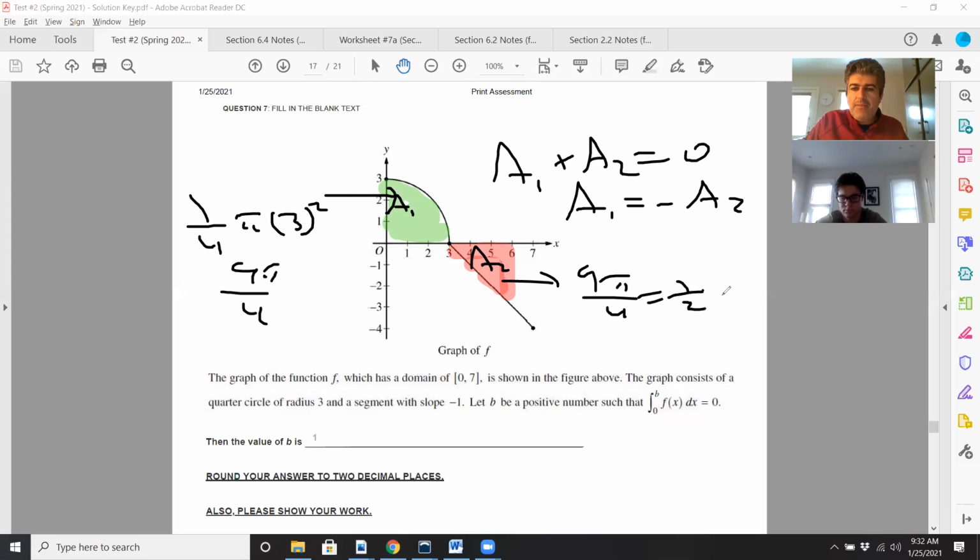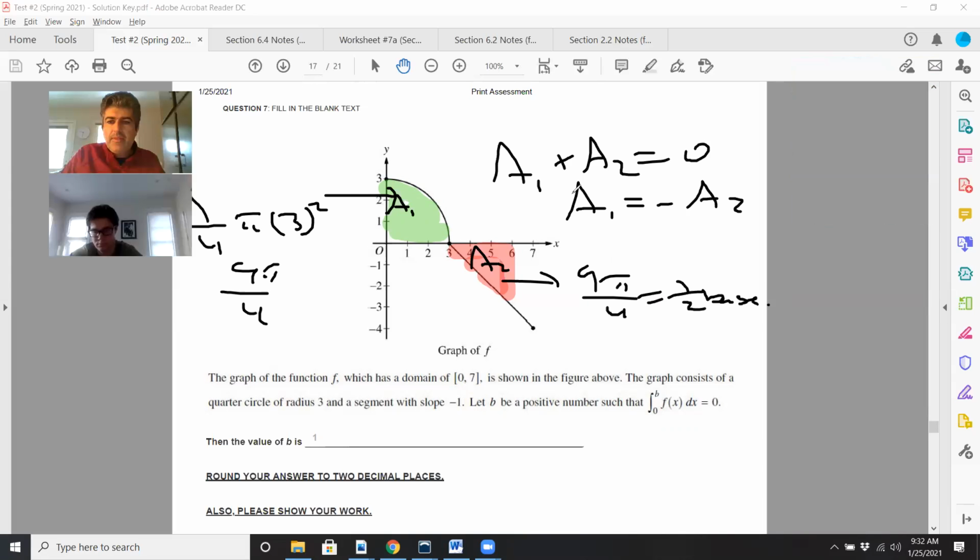What's the area of a triangle? 1/2 times base times height. We know this, right? And it's a right triangle. There's your base. There's your height. The other thing you have to realize, which requires a little more critical thinking, is that it's a slope of -1. A slope of -1 means a 45-degree angle. That's a right triangle. It's isosceles. Your base and height are the same.